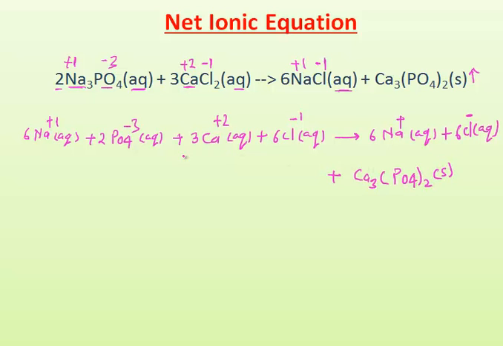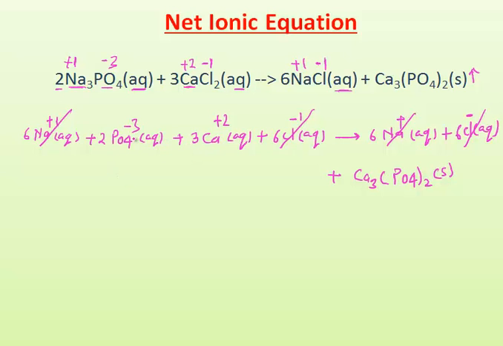Now we cancel the spectator ions, the ions which are present on both sides of the equation. You can see that sodium ions are present on both sides, and chloride ions are also present on both sides in equal numbers. This entire equation is known as a total ionic equation. Now we write down the remaining ions.